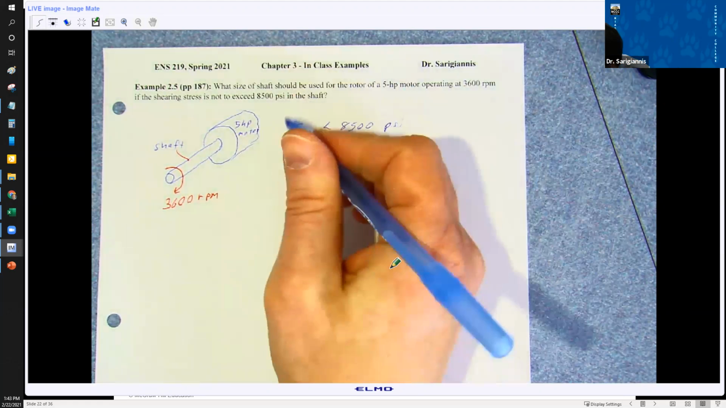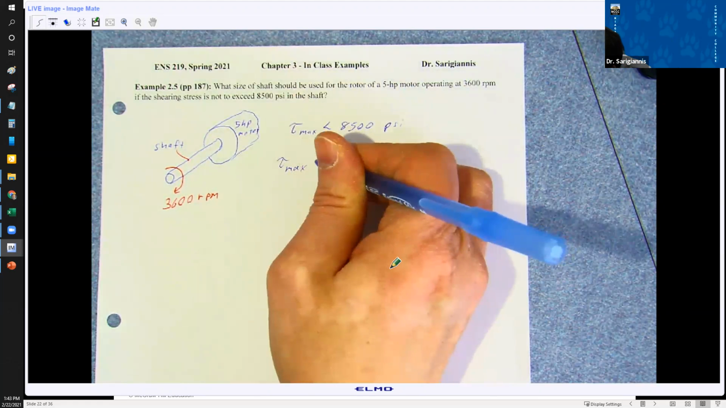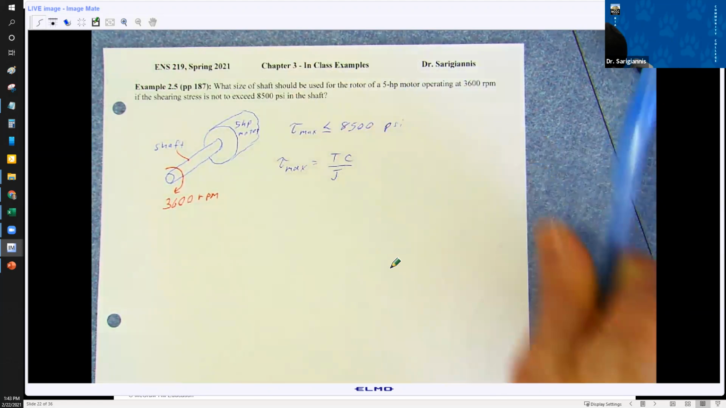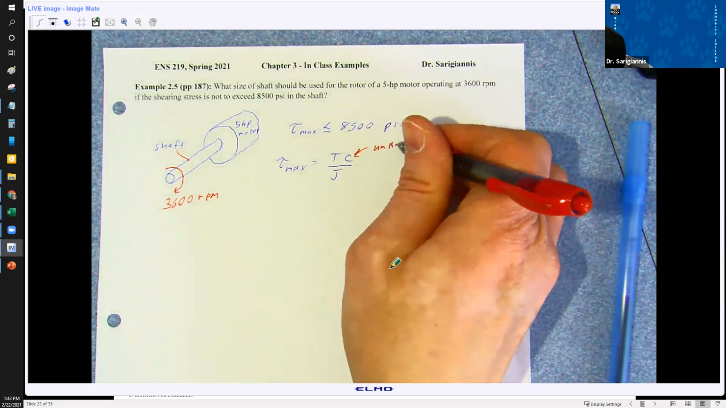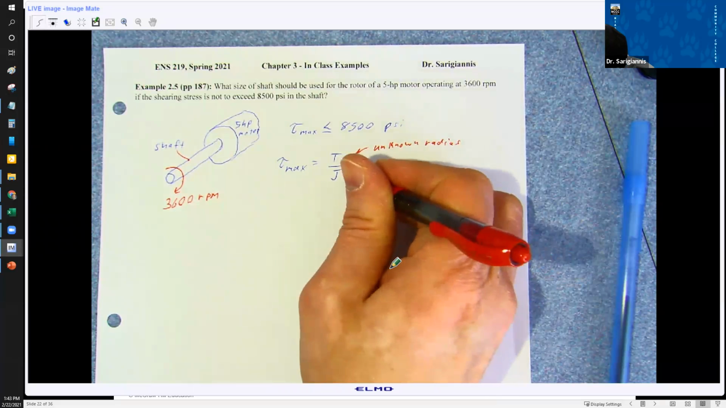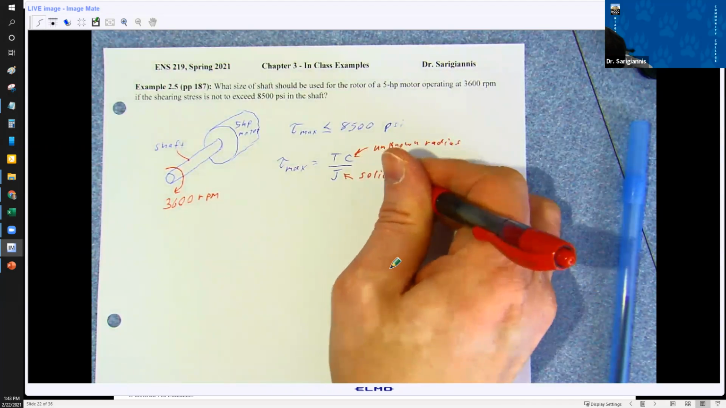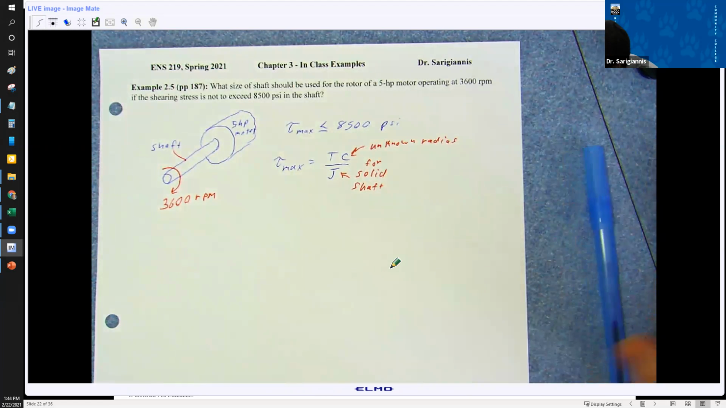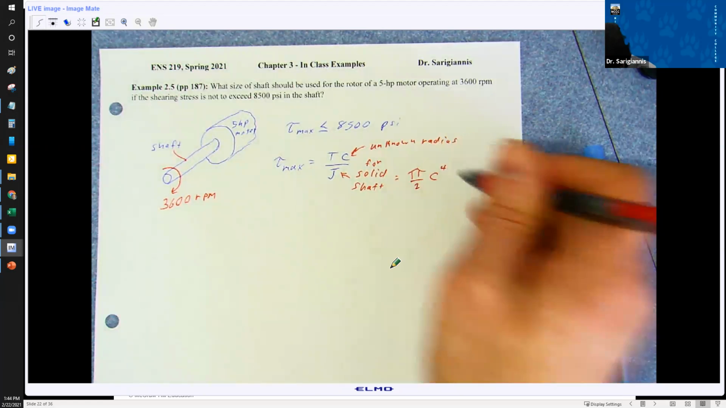All right, so what is this? Let's rewrite this in terms of the torque. So tau max is equal to torque times C over J. So what are these things? This is unknown, right? This is the radius. Unknown radius. This is the polar moment of inertia for a solid shaft. It's going to equal pi over 2 C to the 4th.